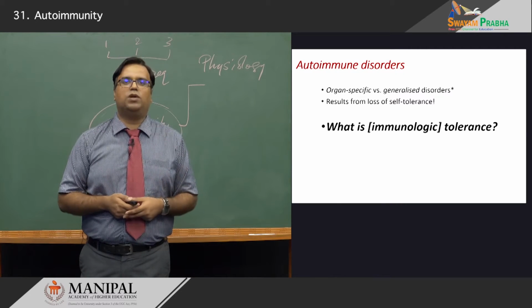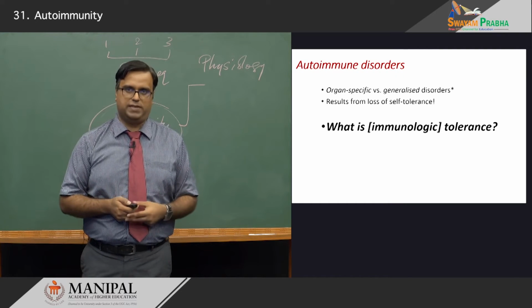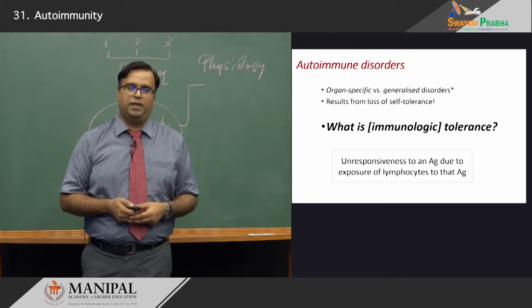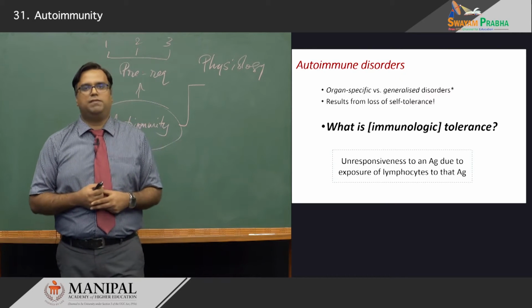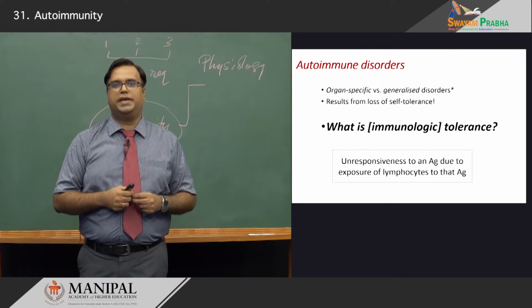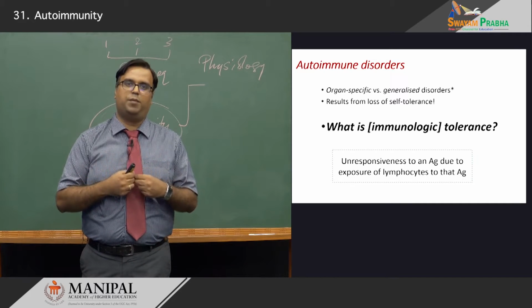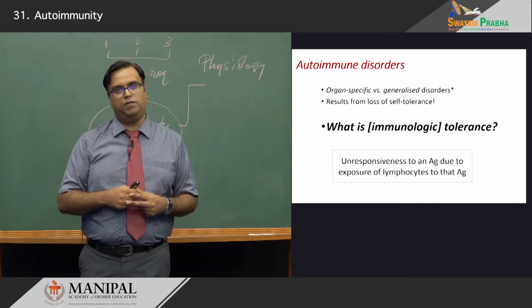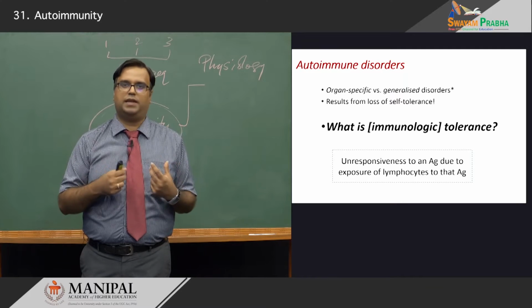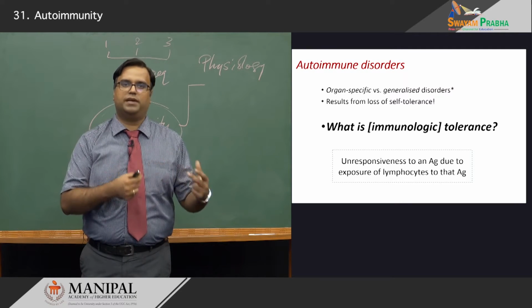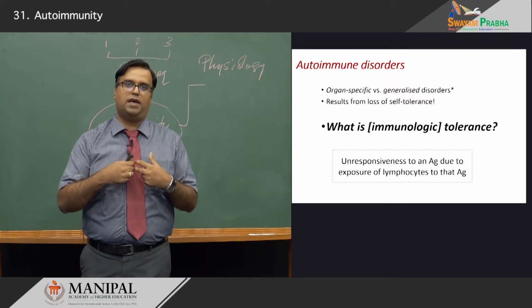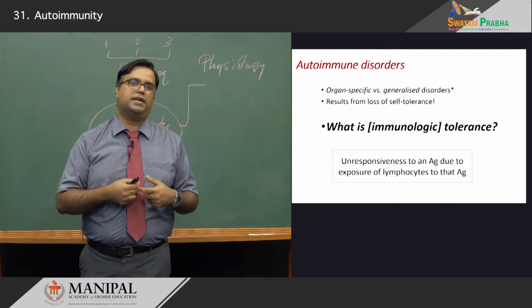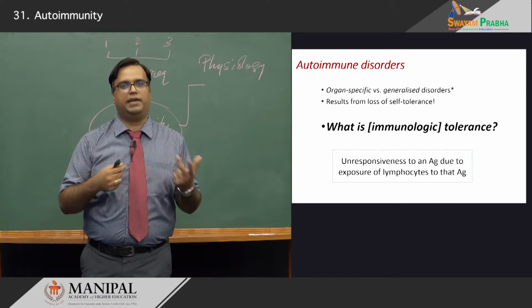So, what is immunological tolerance or self-tolerance, as it is also called? It is basically an unresponsiveness to an antigen due to the exposure of body's lymphocytes priorly to those antigens, which means that your lymphocytes are now trained not to recognize these antigens of your own bodies as foreign. It recognizes them as self and doesn't react against them.